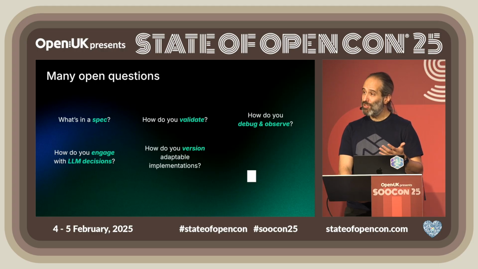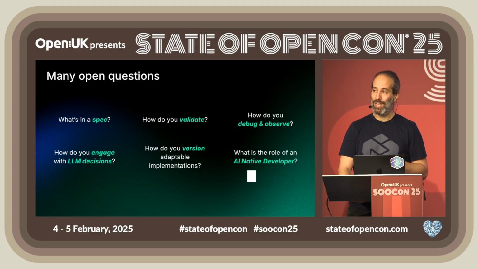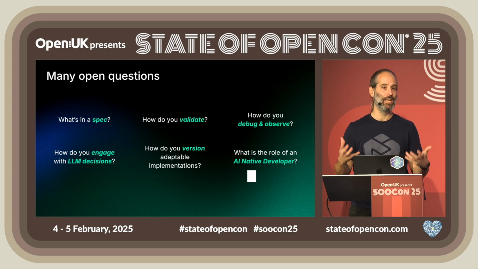How do you version software that is adaptable? How do we think about this from a software practice perspective? And maybe most importantly, where's the human role over here? What does a person do? What is an AI native developer?